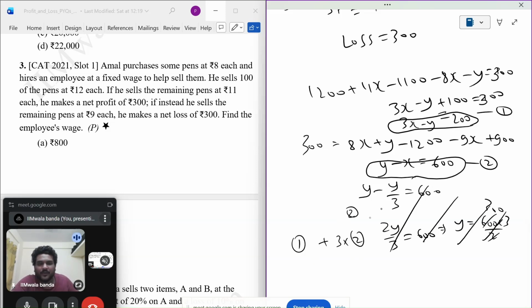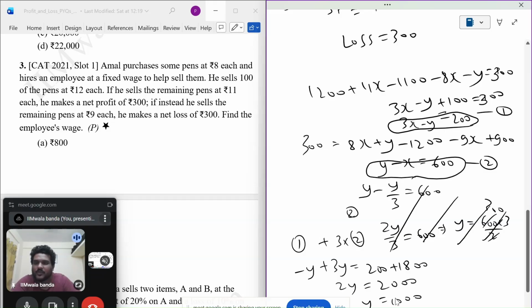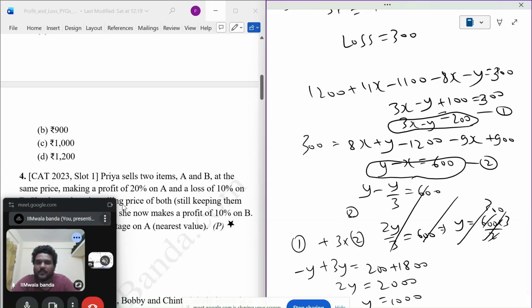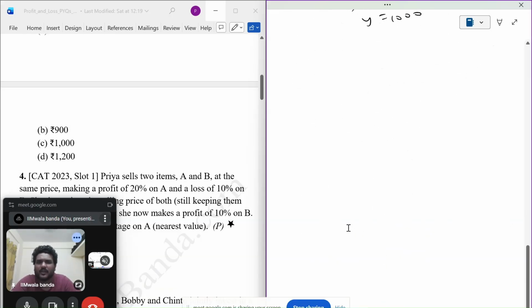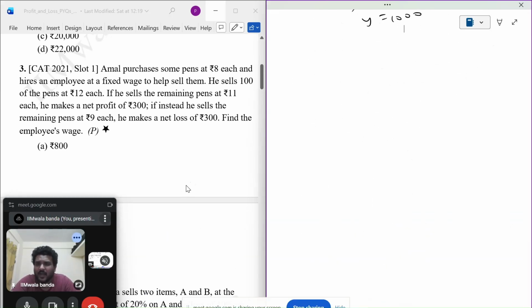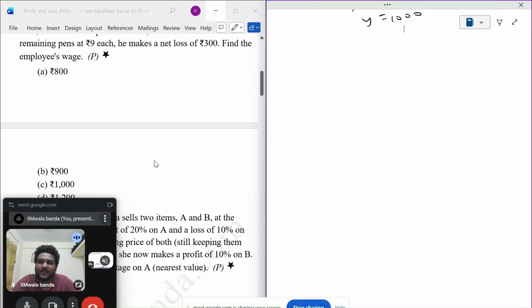So now what am I doing? I'm adding first and second equation, but to eliminate x, I'm multiplying this by 3 and adding. So this becomes minus y plus 3y. This becomes 200 plus 6, 12, 1800. So this is 2000. This is 2y or y is 1000. So which was actually the correct option. So I made a silly mistake of not noting the information correctly, and I would have gotten a minus 1 in this, but you have to be very careful when you're reading the questions. The profit was 300 and I wrote it as 100, but it happens.